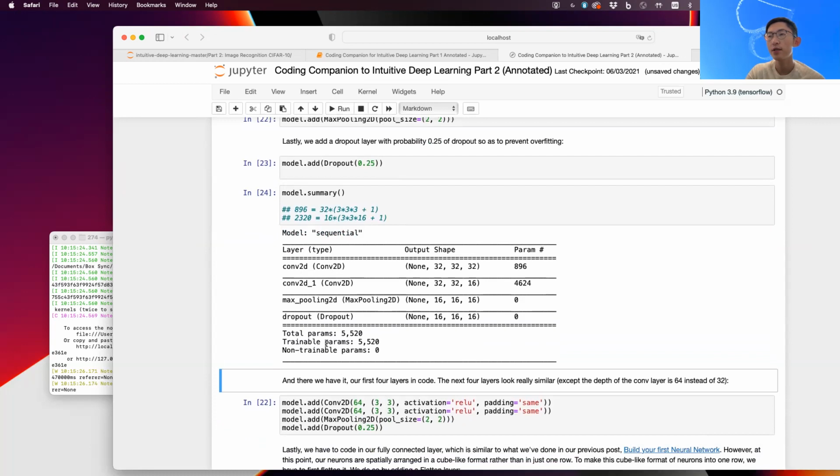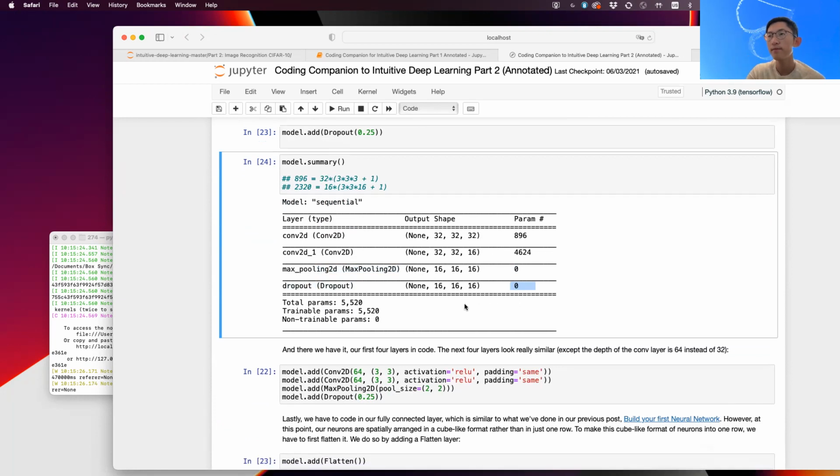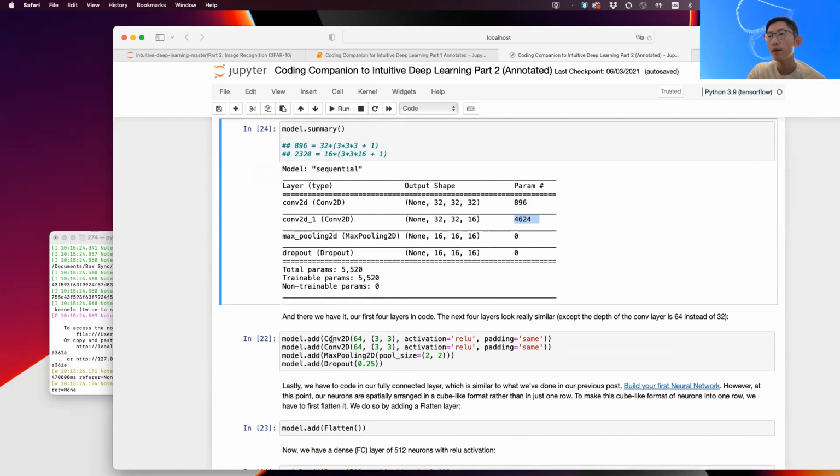And you can print out your current model, right? The current model you specify. One thing to notice: max pooling and dropout do not introduce additional parameters, because they are just for dimension reduction. And the convolutional layers, even with 32 filters, do not have a too large number of parameters, okay?